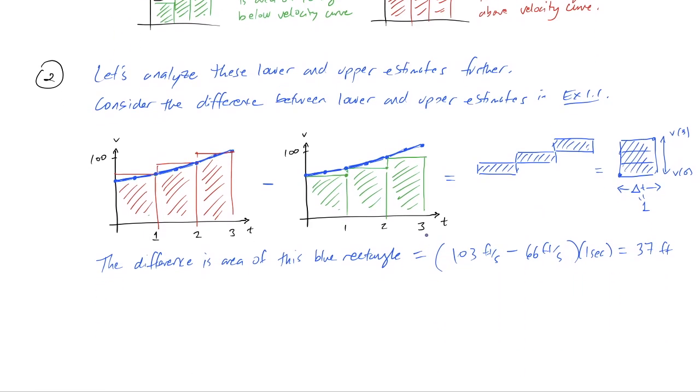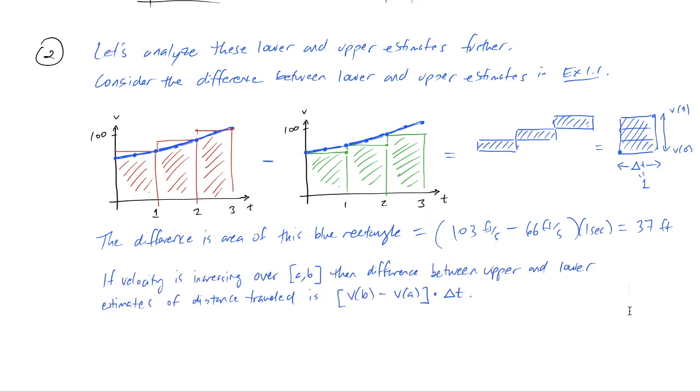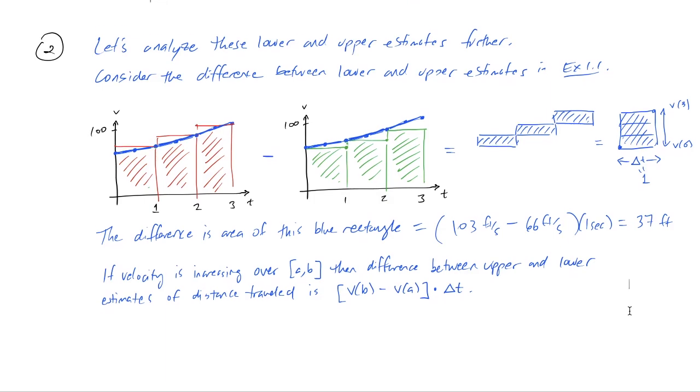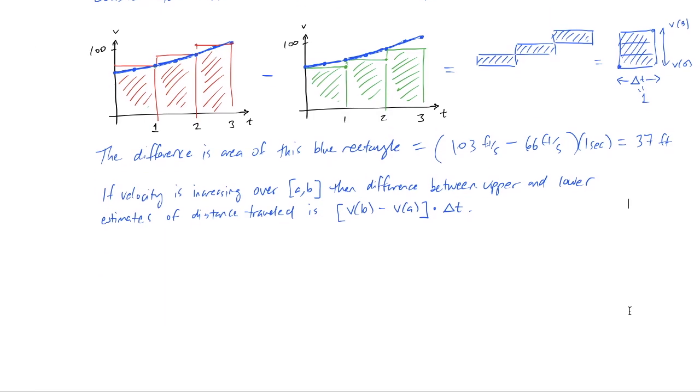So what do we learn from this example? Well, we learn a general formula. If the velocity is increasing over an interval, then the difference between the upper and lower estimates of distance traveled is this formula, V_B minus V_A times delta t. And now we can make an important observation.